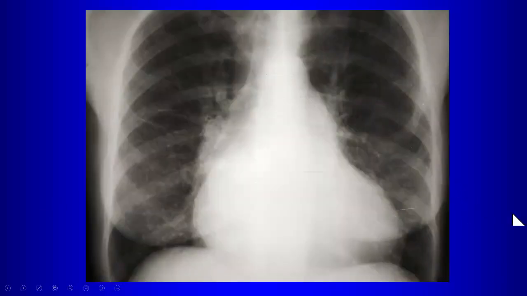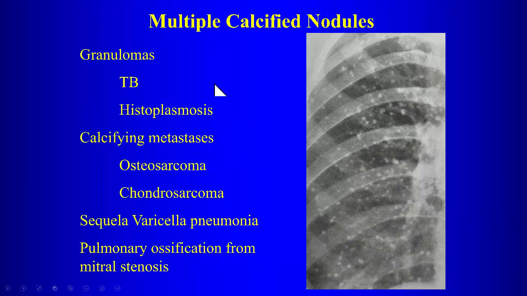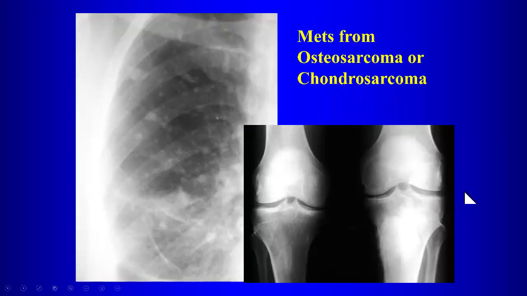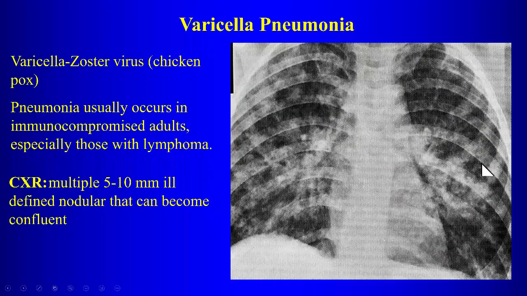What happens with the pulmonary hypertension that these patients have is that they can develop areas of bleeding that go on to ossify. So these are usually seen at the lung bases. These are found in cases of long-standing rheumatic heart disease with mitral stenosis, as in this particular case. So the differential of calcified nodules: TB, histo, calcifying metastases, varicella pneumonia, pulmonary ossification from mitral stenosis. Mets from osteosarcoma, it's usually established that they have the osteosarcoma, so it's not a surprise. Point is, if you have a calcified nodule in somebody with a history of osteosarcoma or chondrosarcoma, you can't assume that is benign, that that is a granuloma.